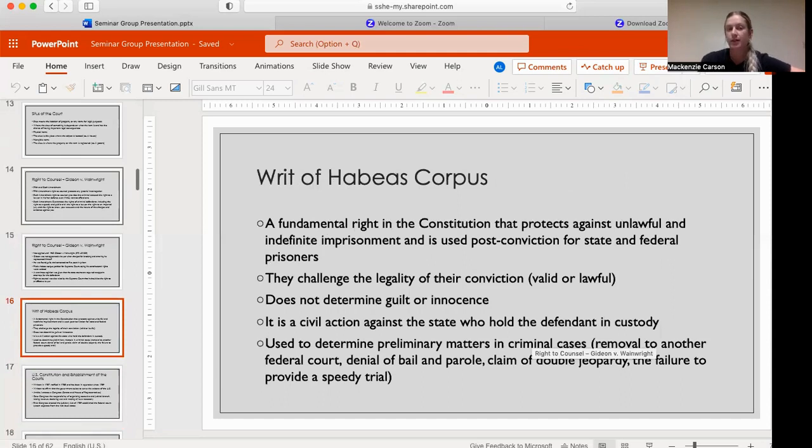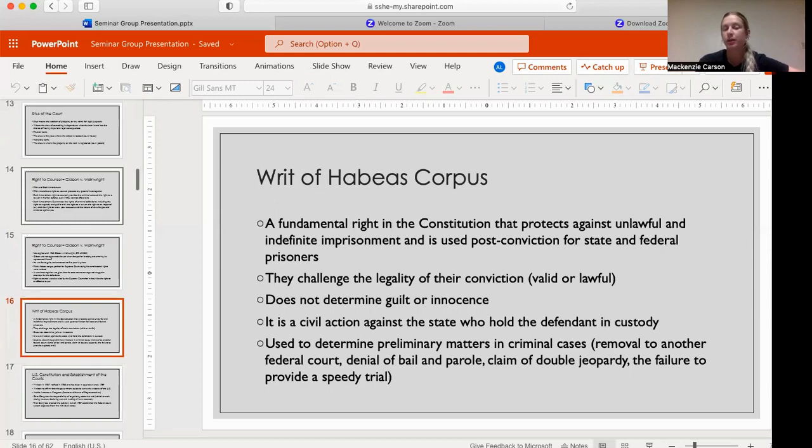The writ of habeas corpus is a fundamental right in the Constitution that protects against unlawful and indefinite imprisonment and is used post-conviction for state and federal prisoners. They challenge the legality of their convictions, if it was valid or lawful. When you file a habeas corpus, it isn't to defend your guilt or your innocence. It doesn't depend on either of those or determine it. It is a civil action against the state who hold the defendant in custody.